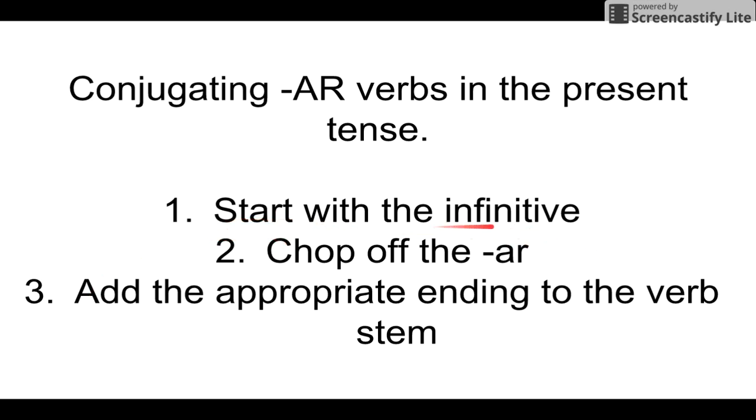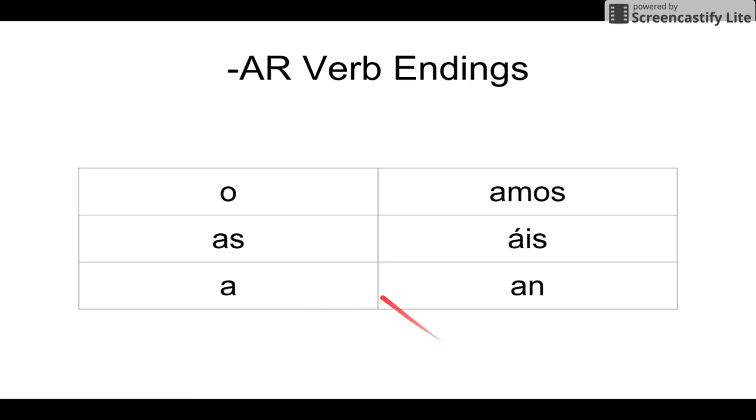We start with the infinitive form. The second step here is to chop off the AR, and then we'll be left with simply the verb stem. And then we add an ending, an appropriate ending, onto the verb stem. Now, what the appropriate ending is going to depend on what the subject is. But the endings for AR verbs are these: o, as, a, amos, áis, and an.